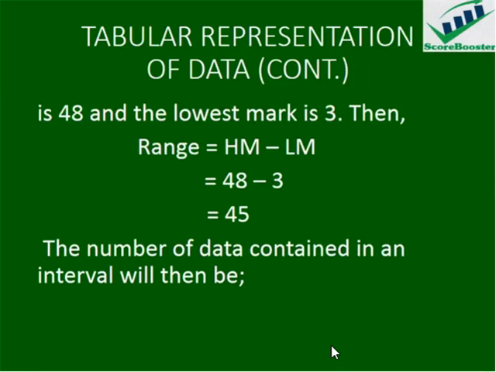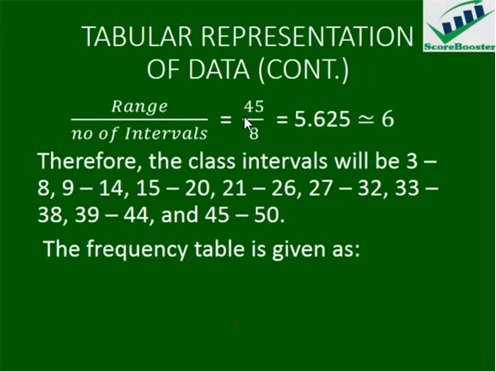So to get the class width, we divide the range by the number of intervals we want, which is 8, and that is given by 45 divided by 8. We have 5.625, and this can be approximated as 6. So the class width in each interval will be 6. Therefore, for the class intervals, we start from the lowest mark, which is 3, and we have 6 to be the class width. So we count 6 numbers from 3, which will be 3, 4, 5, 6, 7, 8. So the first class will be 3 to 8.